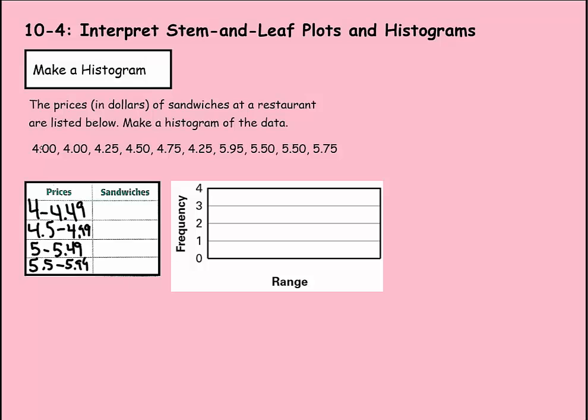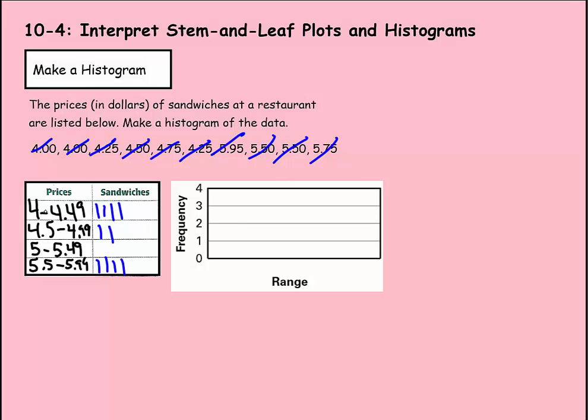So if we have $4 here, that's going to be in this interval. This is going to be in this interval as well. 4.25 is also in this first interval. 4.5 is going to be in this interval. 4.75 belongs here. 4.25 is back in this one. 5.95 is in this one because it's below 5.99. 5.5 also belongs here. And 5.75 belongs here. So now we actually can create this table.